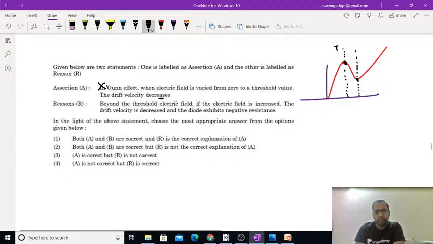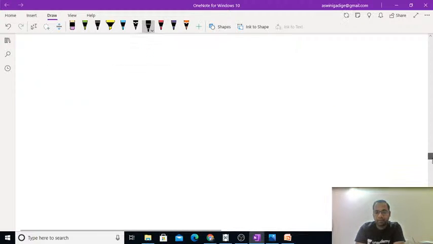And beyond the threshold electric field, that is, when the potential difference is increased, the drift velocity is decreased and the diode exhibits negative resistance. Exactly. That means here the reason is the correct one. So based upon this, A is not correct and R is correct. So the fourth option is the correct one. Okay, fine. So these are all the questions.